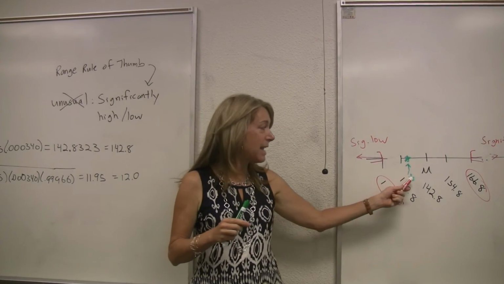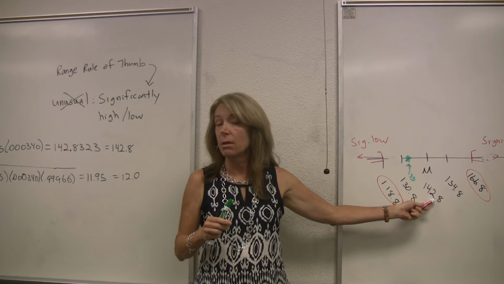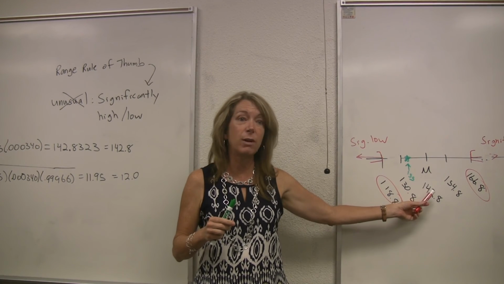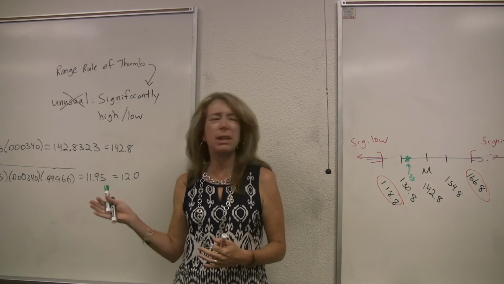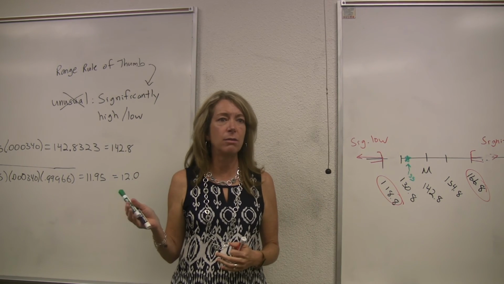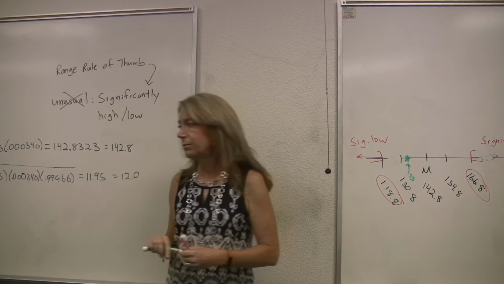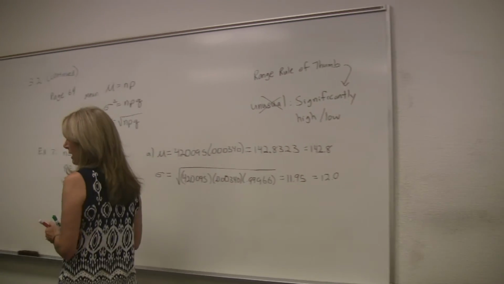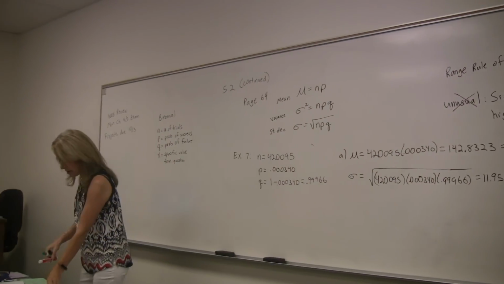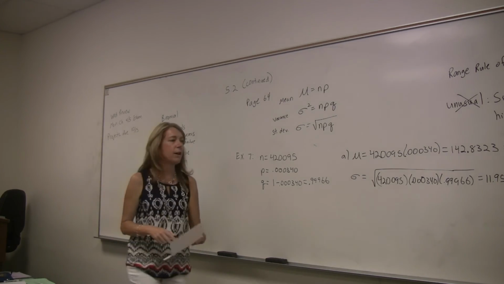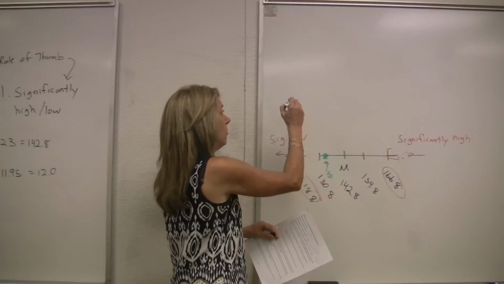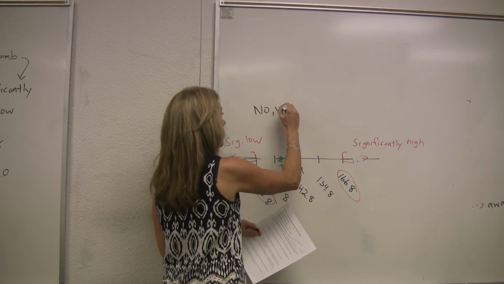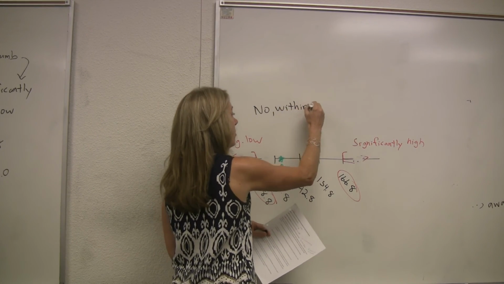It's actually a little bit less than what we expect. We expect around 143 people. 135 is a little less than we expect. It's not extremely less that we would say that's significantly low. So the question for part B was, is it unusual for a group to have 135 cases? No. It's within 2 standard deviations.